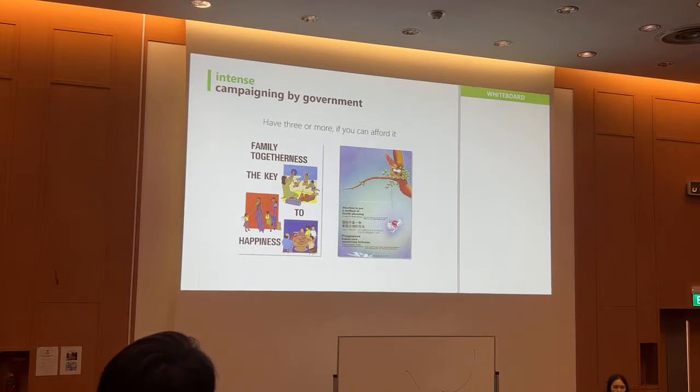Similarly, there was an intense campaign by the government to drive the pro-natal policies. So suddenly it is about having 3 or more if you can afford it. Suddenly abortion is not a family planning method. So you can see that the messaging of the government, the angle of the government, changed quite substantially between the antenatal drive and the pro-natal drive.